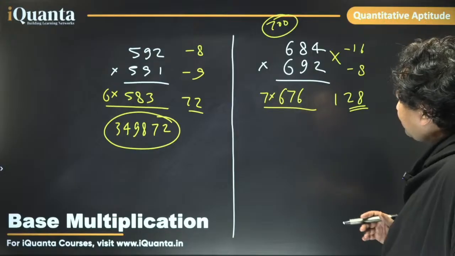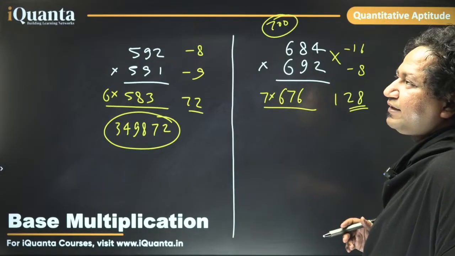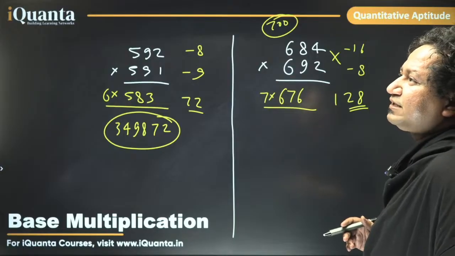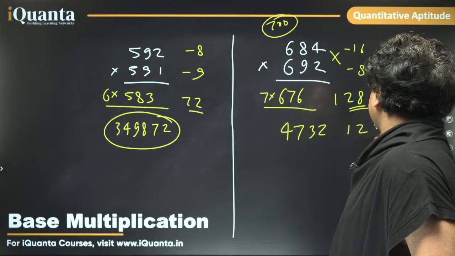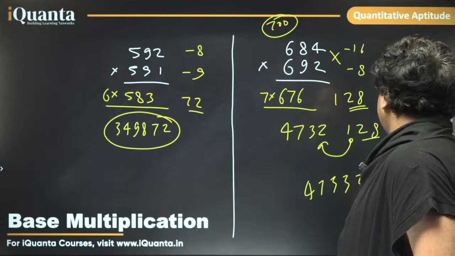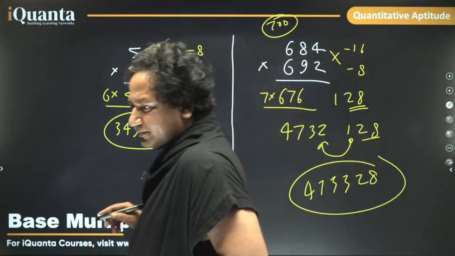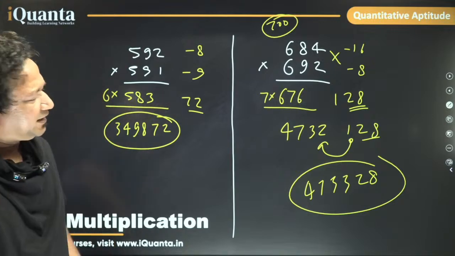776. How to do that? 7 2s are 14, 28, 168, 4900, 4800, 4700, 4732. Am I right? This will go here. So we have 473328. Am I right? I think I am.